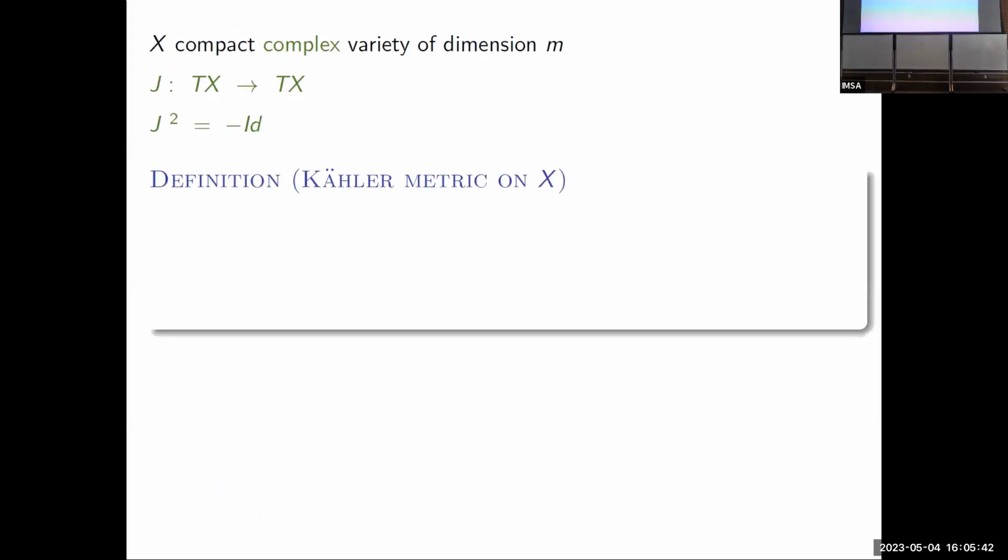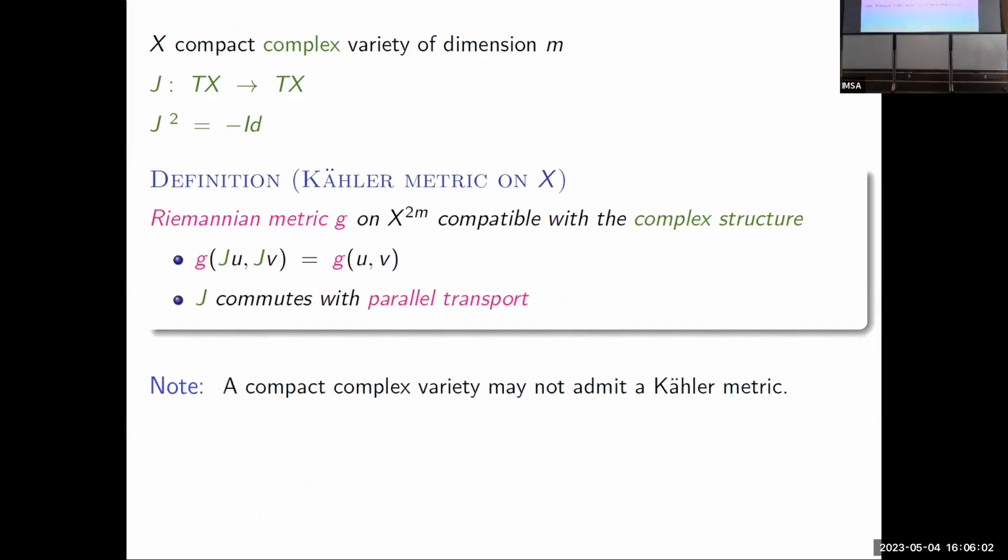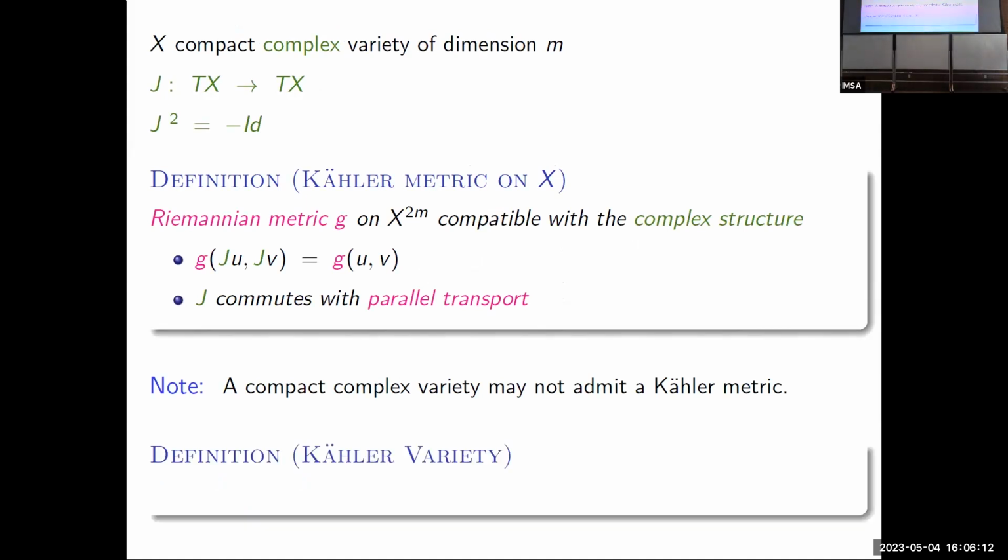Now let me remind you first of the definition of a Kähler metric. This is just a Riemannian metric that is compatible with the complex structure of X. This means that g is compatible with J in this way. So this respects J and also commutes with the parallel transport. And just a note, as Nancy explained on the first day of the conference, not every complex variety admits a Kähler metric, but when it does, we say that it is a Kähler variety.